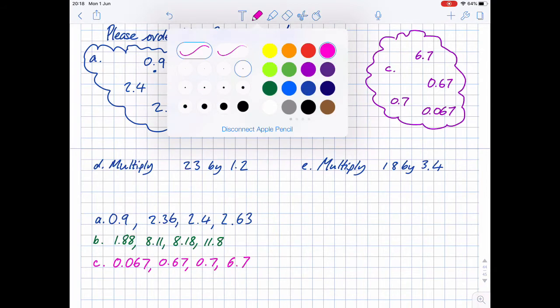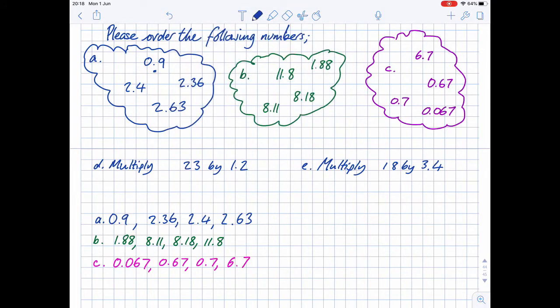Now, multiplying by decimals, this is the way that I teach it. Again, it's not the only method, but this is how I do it. I ignore all the decimals to begin with. So I just write the question as 23 times 12. And now I just do a normal long multiplication.